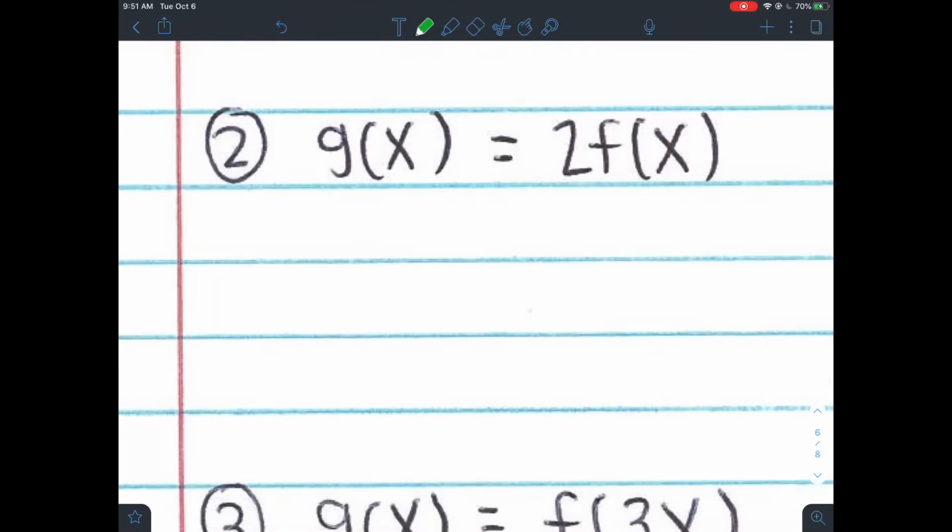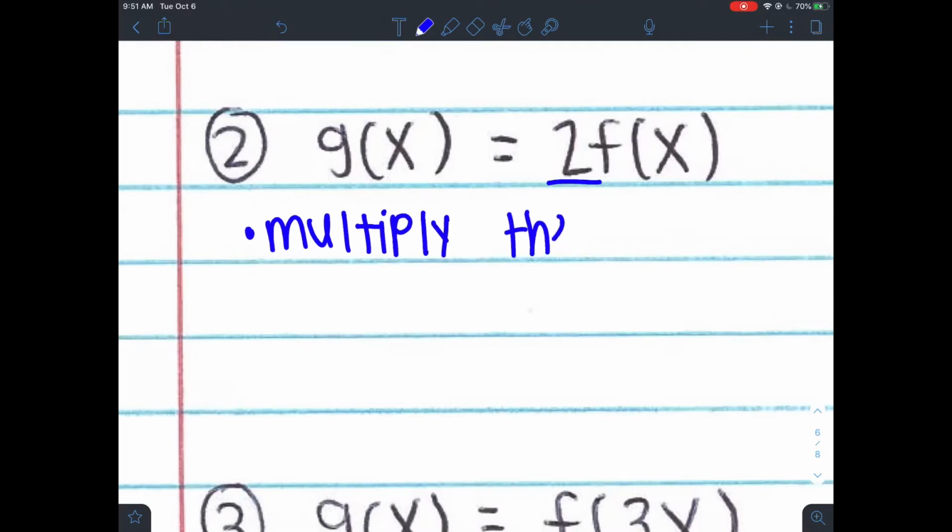Starting with the second problem, I have g of x equals 2 f of x. Here I know that that 2 is connected by the operation of multiplication. So I have to figure out, am I multiplying this to the slope and the y-intercept, or just the slope? Well, because that 2 is on the outside, I am multiplying the slope and the y-intercept by 2.